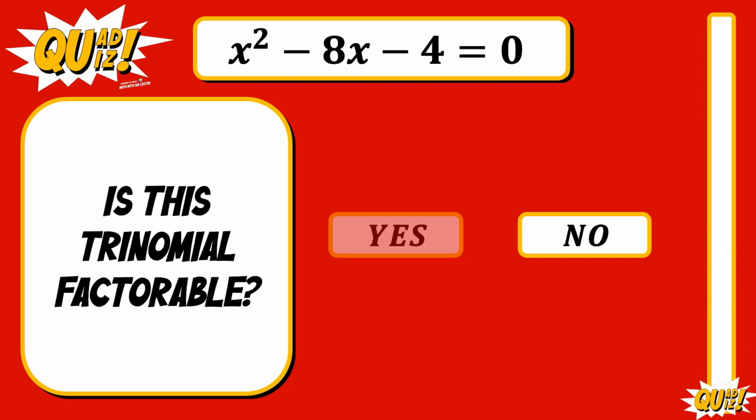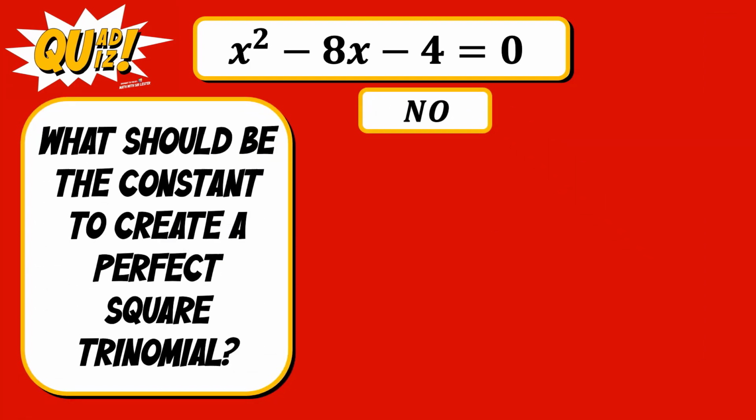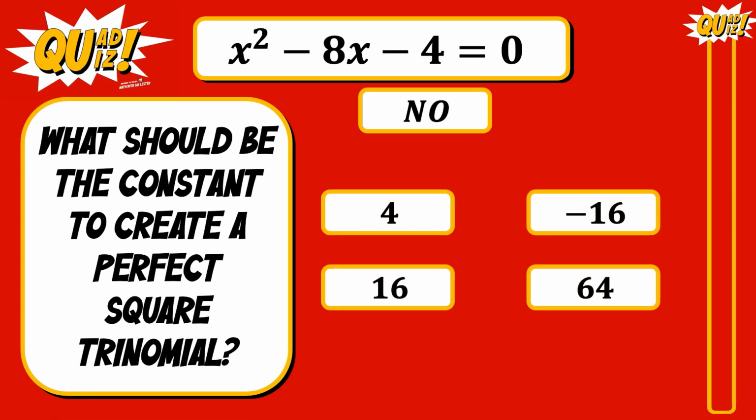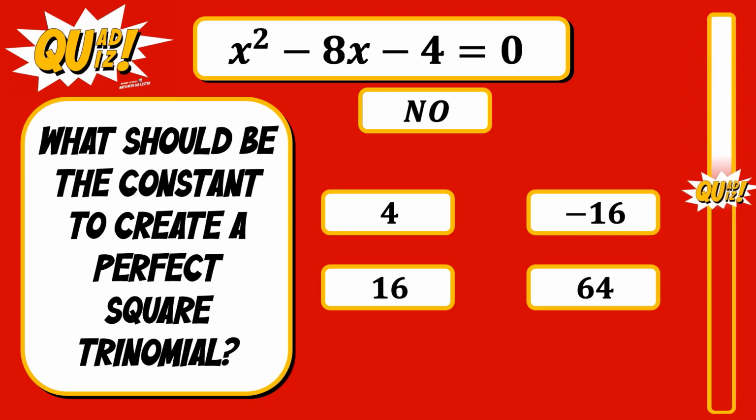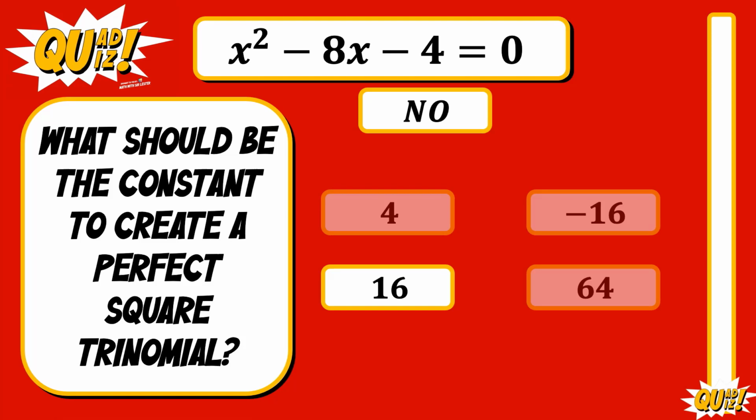The answer is no. Since this is not factorable, what should be the constant that will create a perfect square trinomial on the left-hand side? The constant should be positive 16.